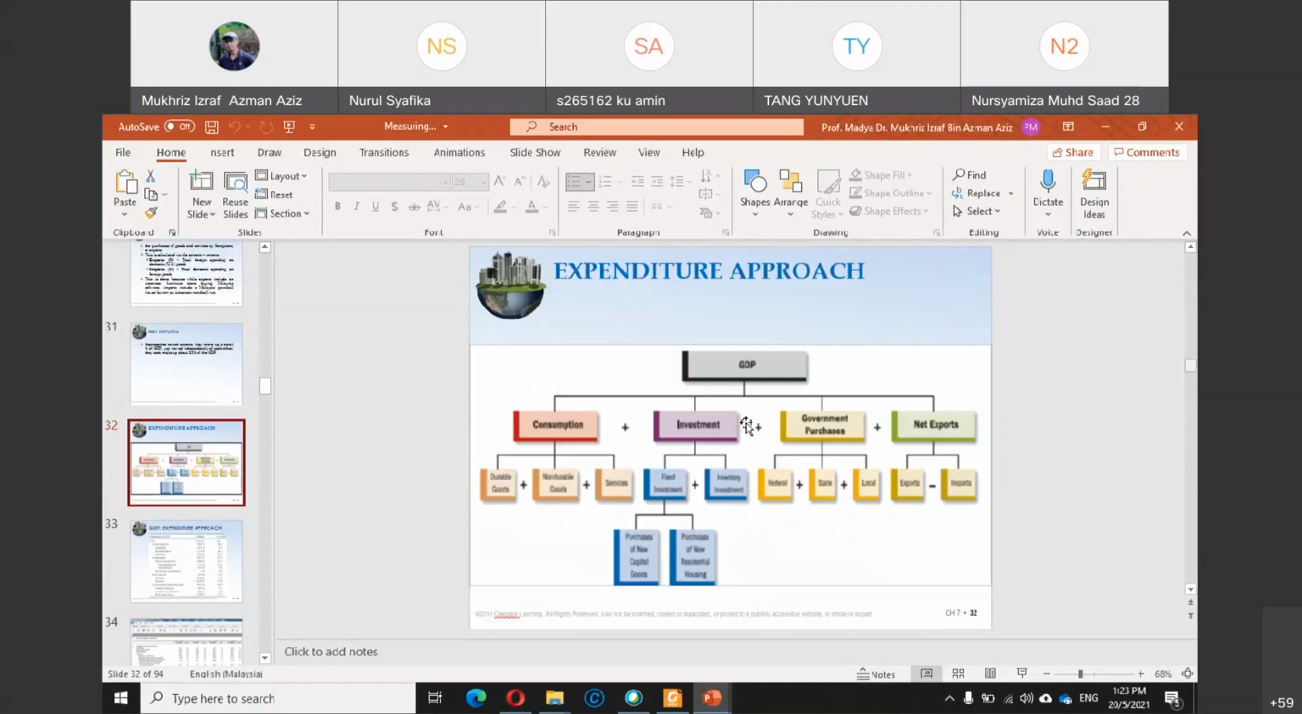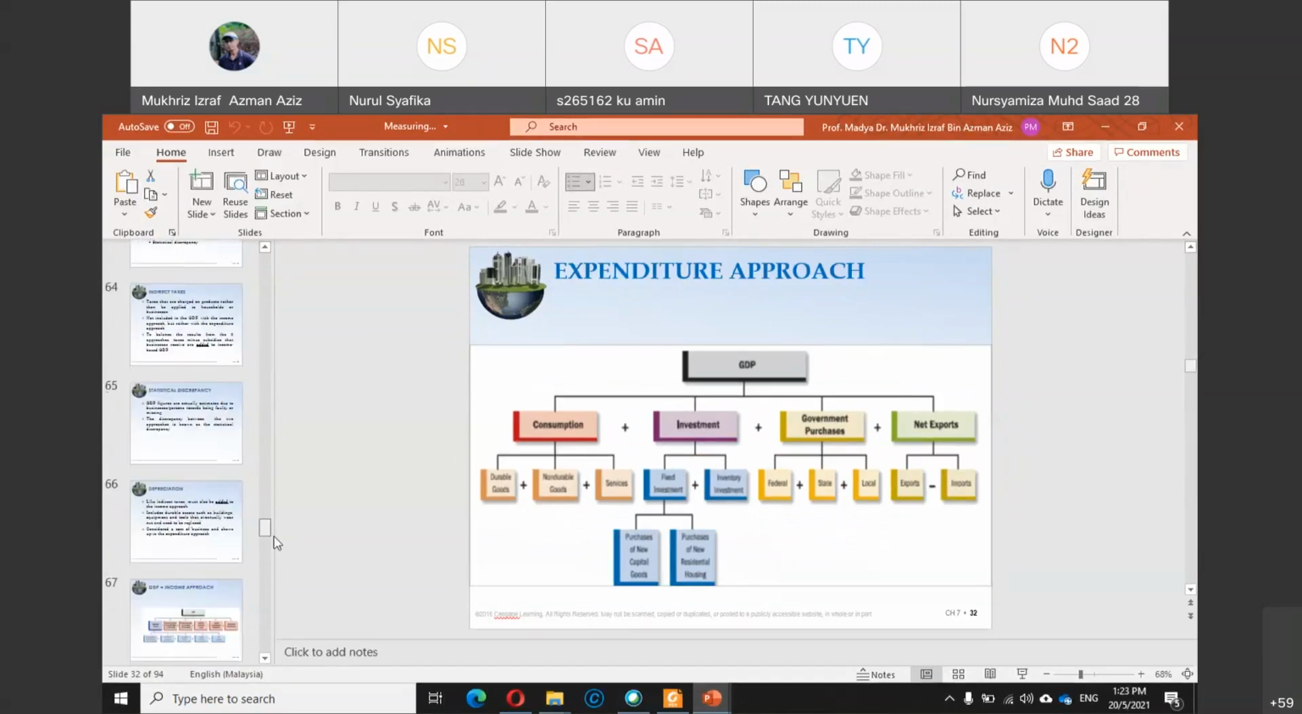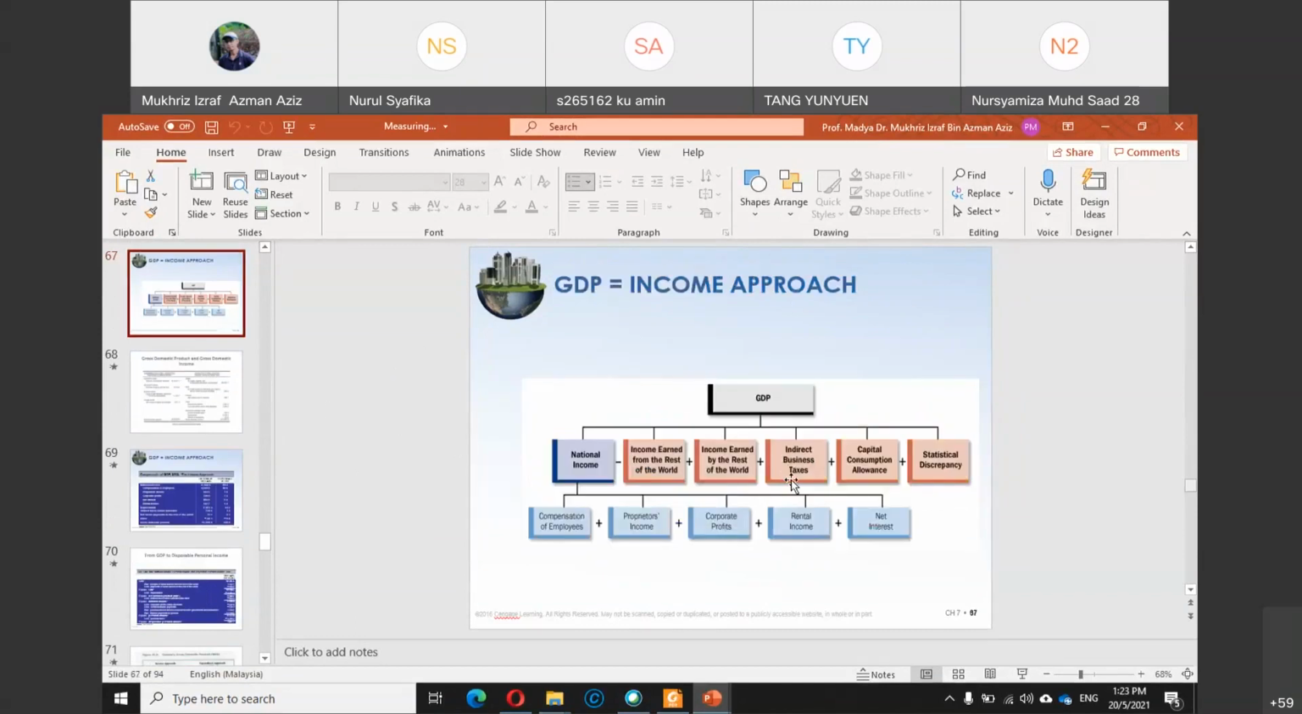You can see the difference between the expenditure approach, consumption C plus I plus G plus net export, versus the one that you see under the income approach. They are completely different components. So that is what I want to highlight for this chapter. No need to read too much into detail what capital consumption allowance is, as long as you know the heading. If you want to calculate GDP, these are under the income approach. These are the components that you need to use.